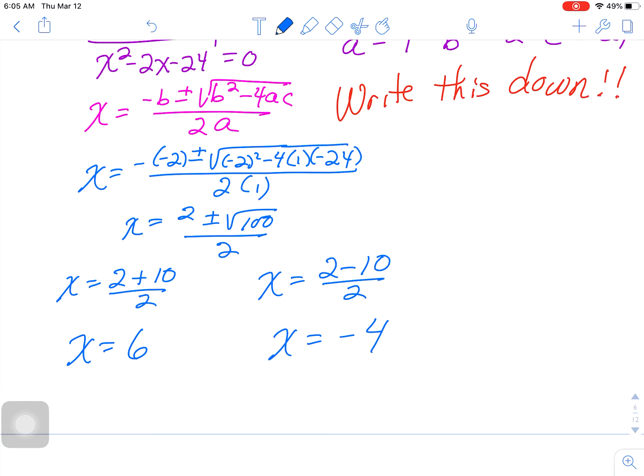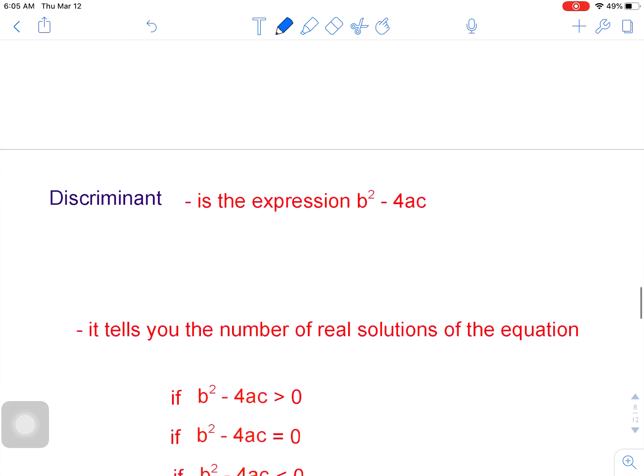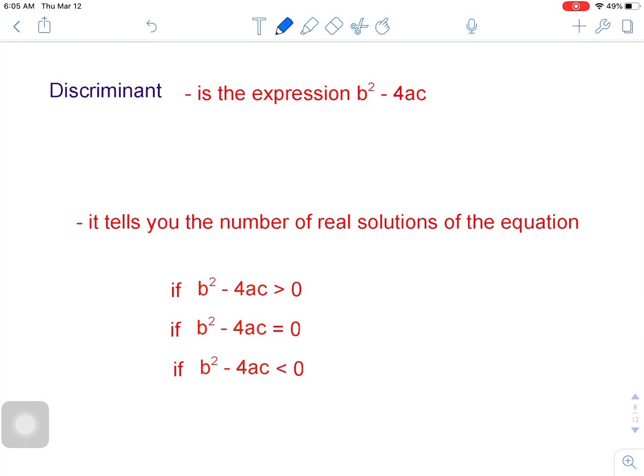All right, and again, we're going to check it on the graphing calculator, and we see that x is negative 4 and x is 6 are our two solutions. All right, so now we're going to talk about how we can determine how many solutions we should have. And that's called the discriminant. The discriminant is the expression b squared minus 4ac. And remember, we got that from our quadratic formula, which says x is equal to the opposite of b plus or minus the square root of b squared minus 4ac. And there it is right there. That's our discriminant. Okay, it tells you the number of real solutions of the equation.